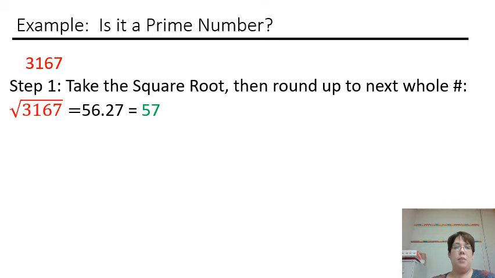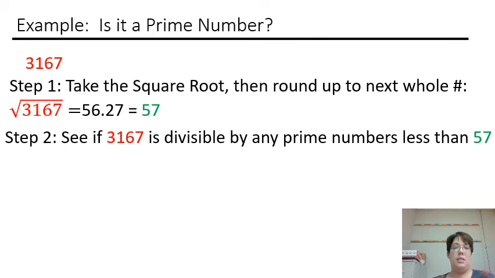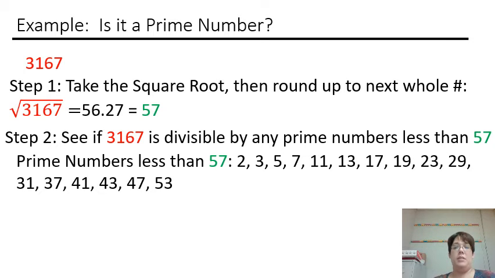So remember, step 1 was to take the square root and round up to the next whole number. So the square root of 3167 is 56.27 blah blah. And so I'm going to round that to 57. Now, step 2 is to see if 3167 is divisible by any prime numbers that are less than 57. So I'm going to list out all the prime numbers that are less than 57. And it turns out that there are quite a few of them.